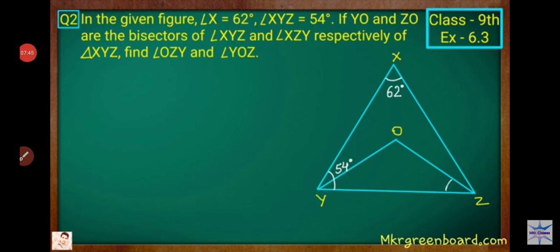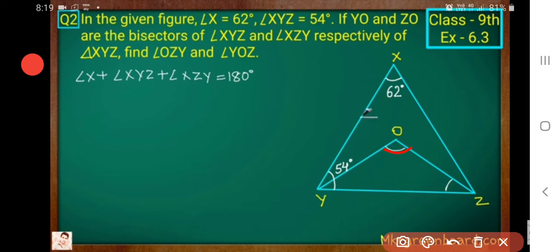In question 2, let's make a figure. It's given XYZ is a triangle. In the given figure, angle X is equal to 62 degrees and angle XYZ is equal to 54 degrees. If YO and ZO are bisectors of angle XYZ and angle XZY respectively of triangle XYZ, find angle OZY and angle YOZ. OZY and YOZ means we have to find this angle and this angle, angle O and angle Z.